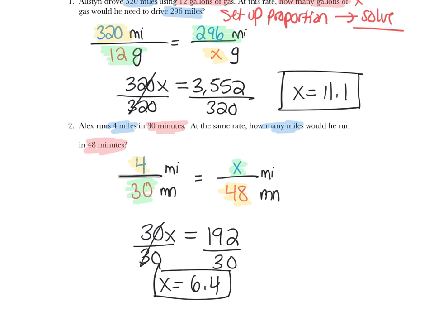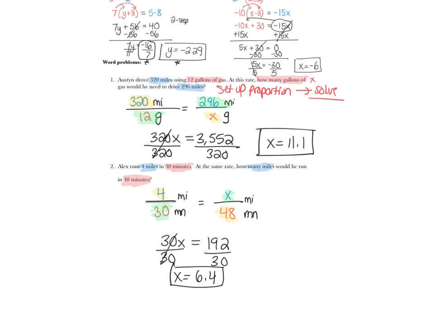Okay? So pay attention to what your labels are, set up your proportion, and then whenever you're solving a proportion, you always cross multiply to solve. Take your time with this practice in ALEKS as it's easy to make the simplest mistake.